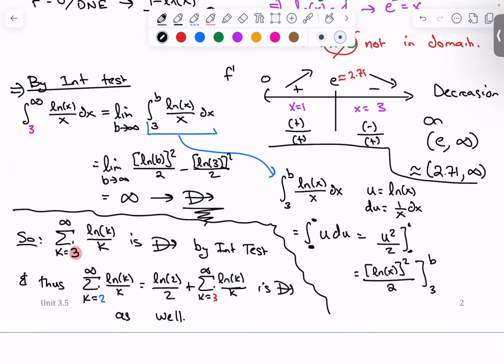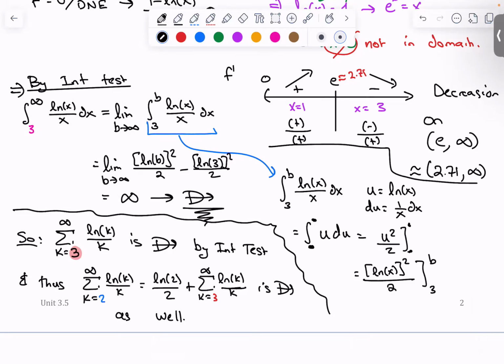So you can remember what we learned is that you can take terms out of your series to get it to start with a new index. So we know that k equals 3 is divergent, and because the sum from k equals 2 to infinity is just a finite number, ln of 2 over 2, plus our previously divergent series, the whole thing is divergent. Any questions on that? Derek, yes.